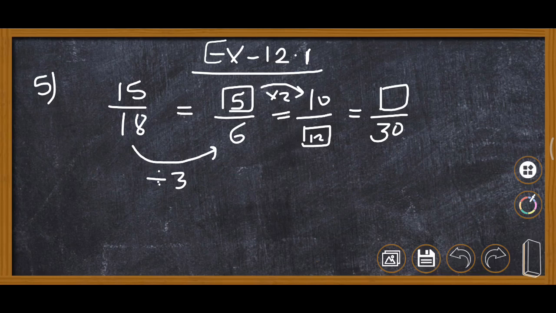Now you can see this 6 is converted to 30 by multiplying by 5. So this 5 is converted to 5 5s are 25. So in this way you are required to find out, because all the ratios are equal here. That's why this method you are required to apply, and then you will get the correct answer.